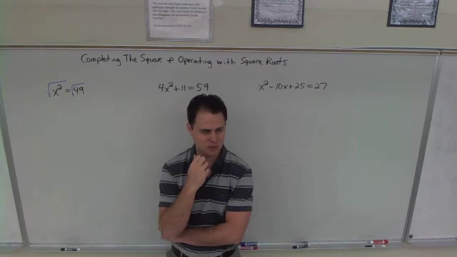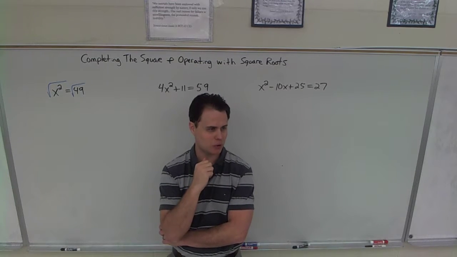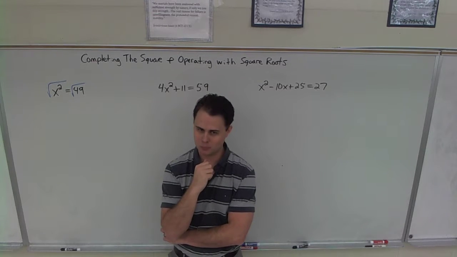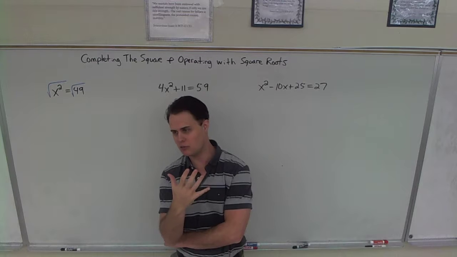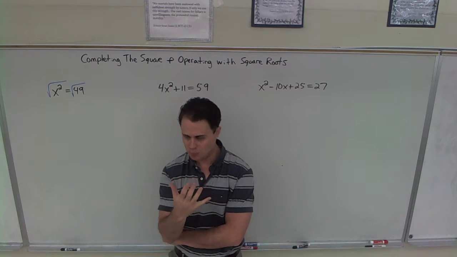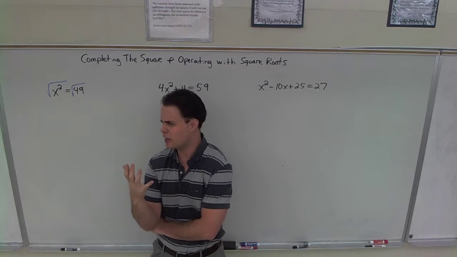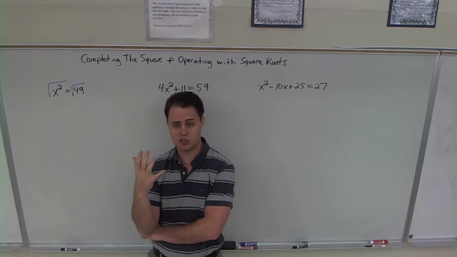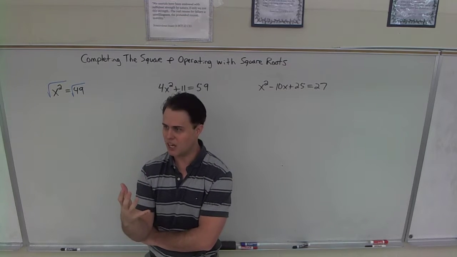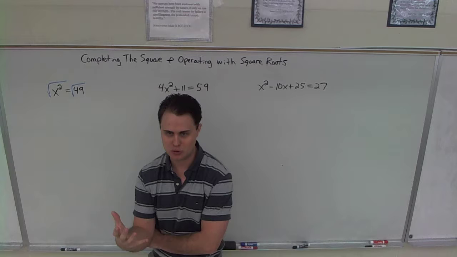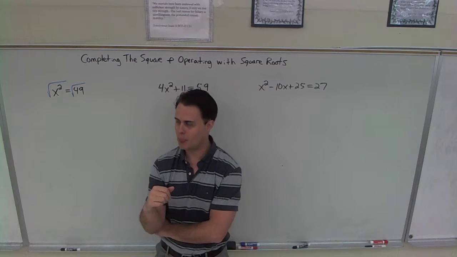7. Is 7 the only thing that will give you 49 when you square it? There's one other thing. Negative 7, because negative squared is positive. So we could just do that one in our head, really, right? That's called solving by inspection. Just looking at it and inspecting it and getting the answers, 7 and negative 7.